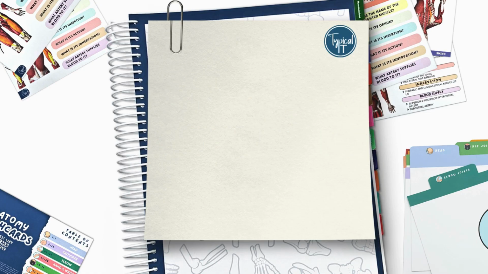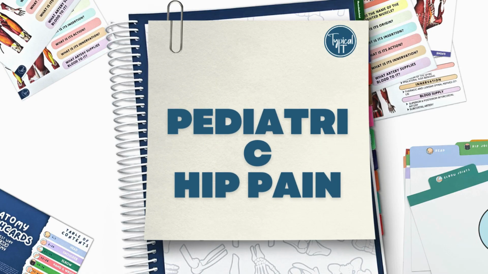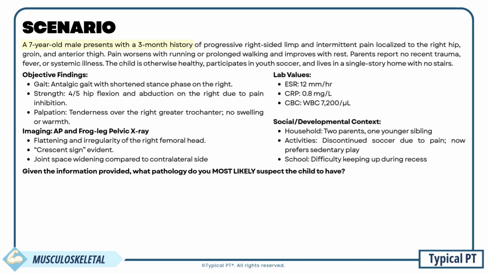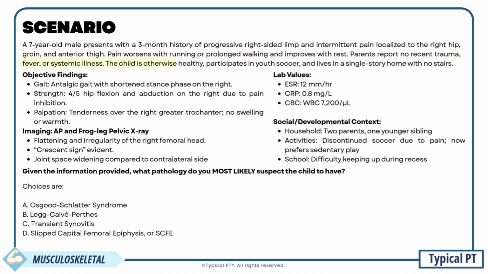Today, we will be discussing a case study involving a pediatric patient with hip pain. Here's our scenario. A 7-year-old male presents with a 3-month history of progressive right-sided limp and intermittent pain localized to the right hip, groin, and anterior thigh. Pain worsens with running or prolonged walking and improves with rest. Parents report no recent trauma, fever, or systemic illness.